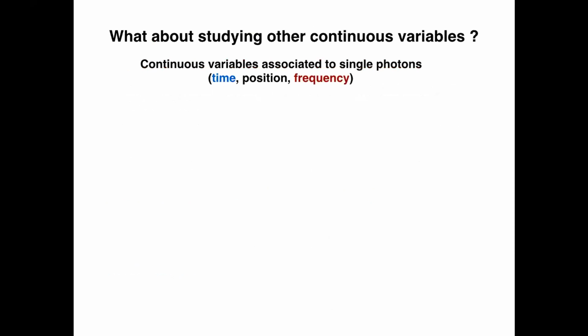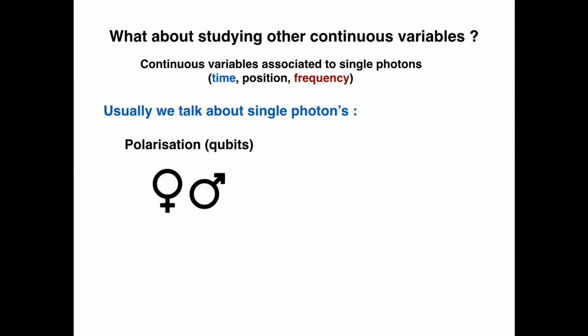So the idea here is about still using quantum optics, but different continuous variables in quantum optics. Those are the continuous variables associated to single photons, as for instance, time, position, and frequency. So how does it work? I'm going to anticipate here some criticism, which is not very pedagogical, but I'm doing so because I'm used to such criticisms.